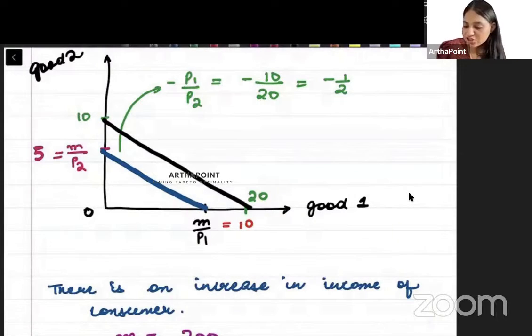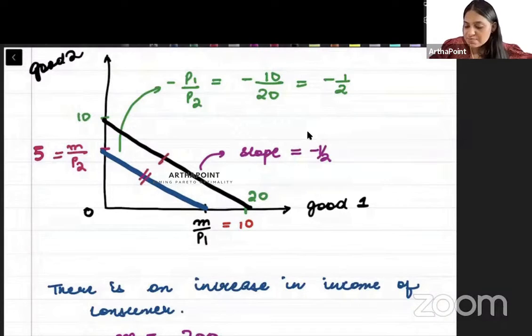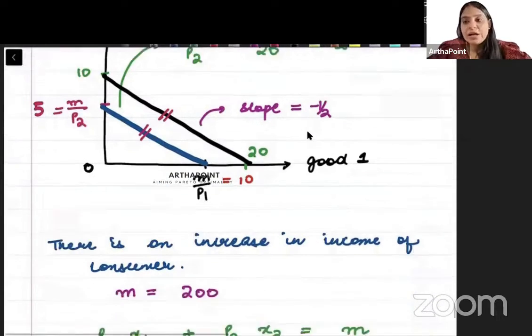Beta, this budget line slope will also be minus half. So the slope of the two budget lines are equal to each other. This and this budget line have the same slope. Same slope means what? They will be parallel to each other.